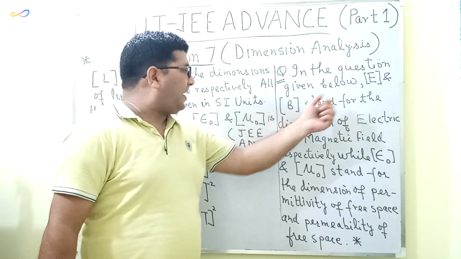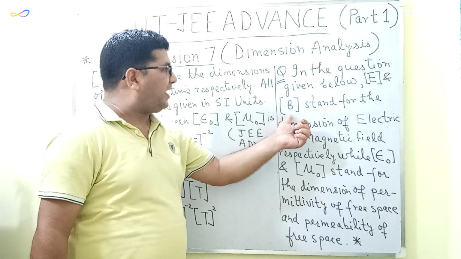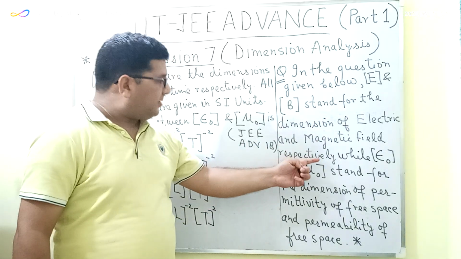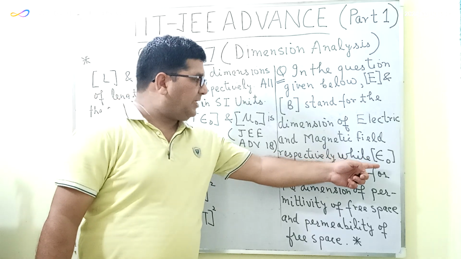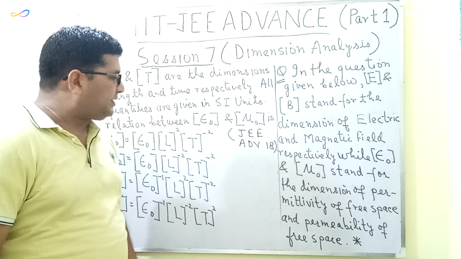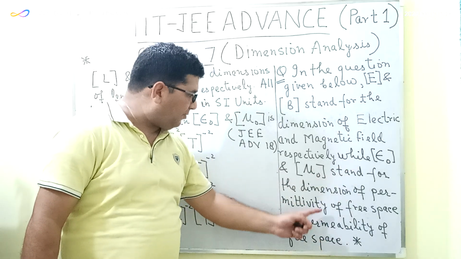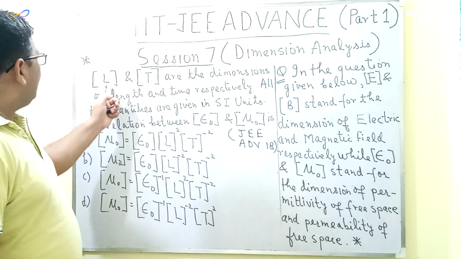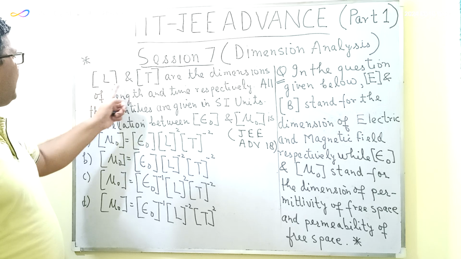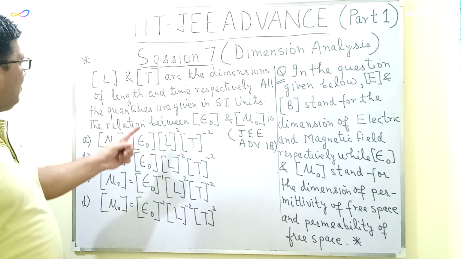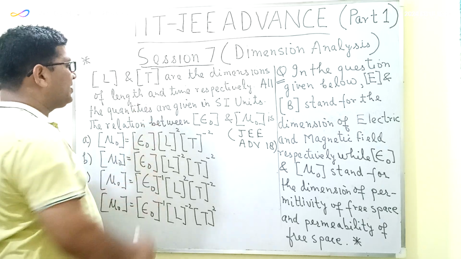E enclosed in the bracket and B enclosed in this bracket stand for the dimensions of the electric and the magnetic field respectively, while epsilon naught in the bracket and mu naught in the bracket stand for the dimensions of permittivity of free space and the permeability of free space. L in bracket and T in bracket are the dimensions of length and time respectively. All the quantities here are given in SI units.